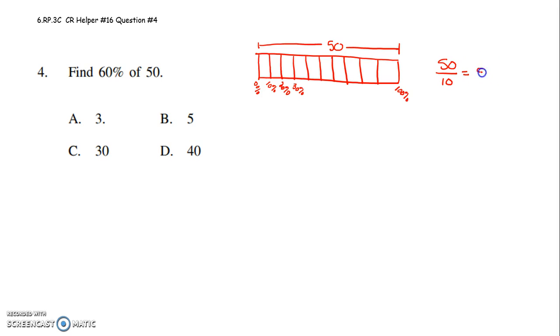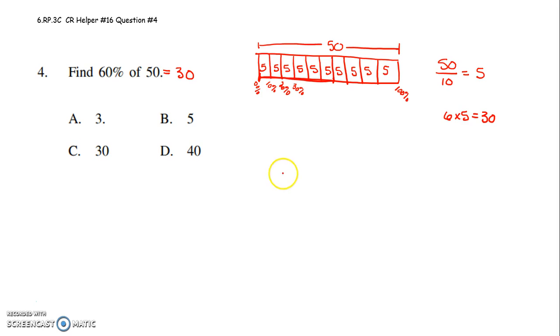50 divided by 10 is 5. That means every 10% of 50 is 5. And then you'd fill in your tape diagram, and you'd say, okay, I care about 60% of it, so I care about 1, 2, 3, 4, 5, 6 boxes. And so you'd say 6 times 5 is 30. So 60% of 50 comes out to be 30. Well, that seems reasonable because 50% of 50 would be half of 50. That's 25. So 60% being 30 seems reasonable.